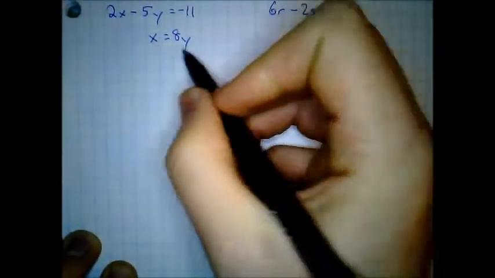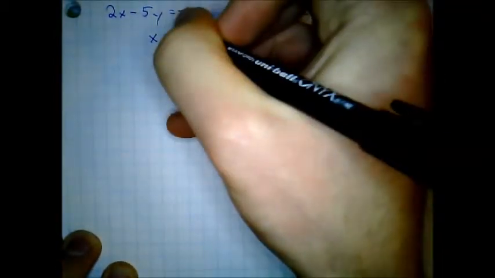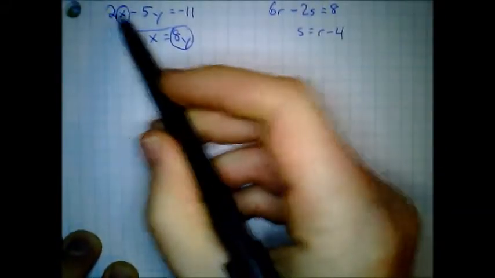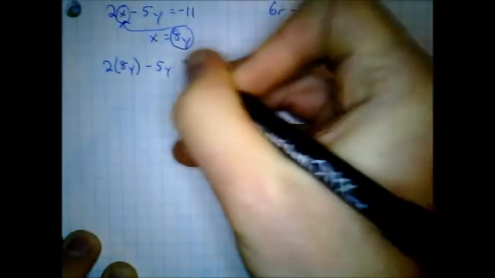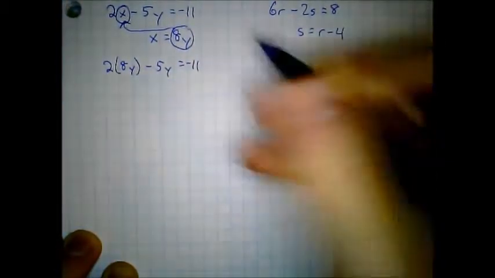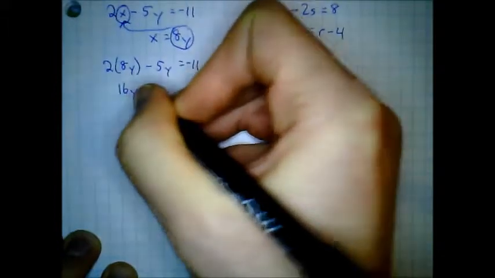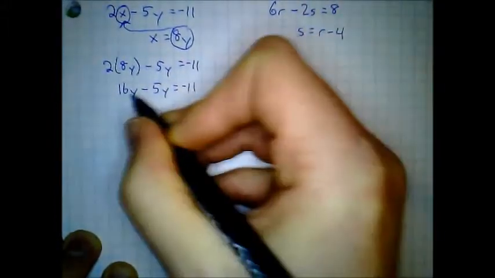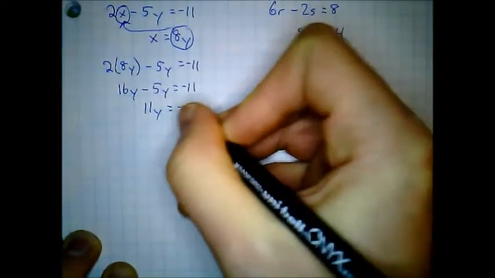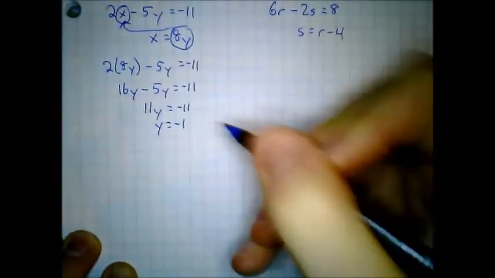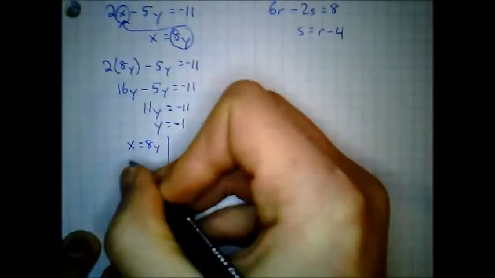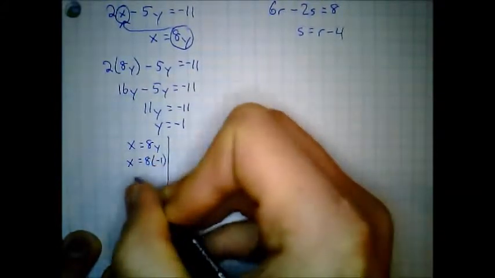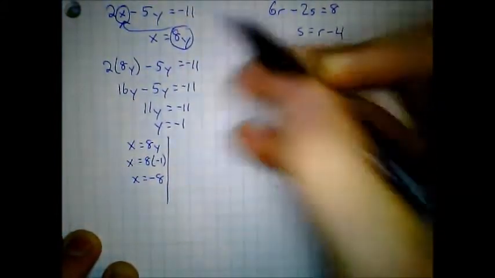Okay, our first one, we know that x equals 8y, so I'm going to substitute 8y in for x. So this tells us I have 2 x's, so I'm going to have 2 of my 8 y's. So I'm going to do 2 times 8y minus 5y equals negative 11. 2 times 8y is 16y, minus 5y equals negative 11. Subtract these, 11y equals negative 11. Divide, so I get y equals negative 1. So I'm going to go back and find what x equals. I know x equals 8 times y, so x is going to equal 8 times negative 1, which means x equals negative 8 in my second equation.